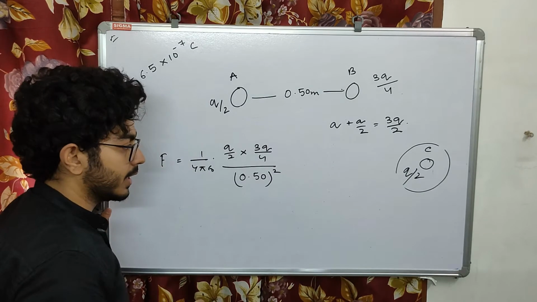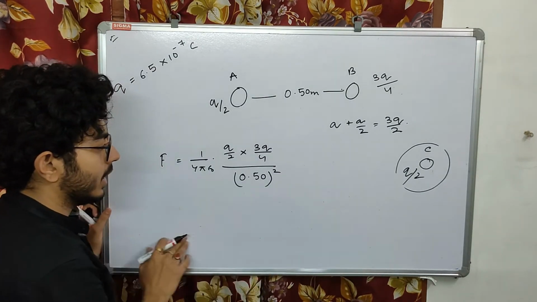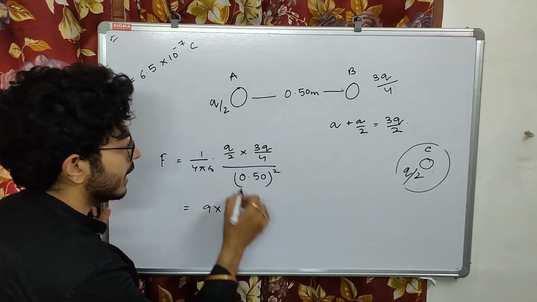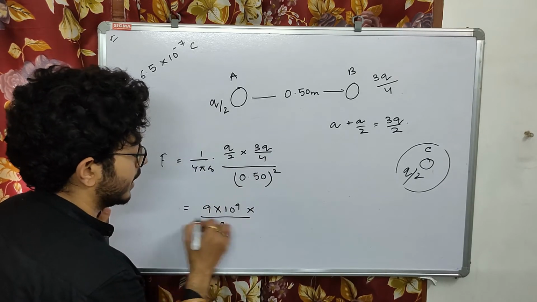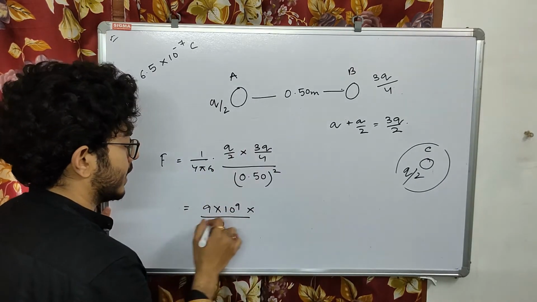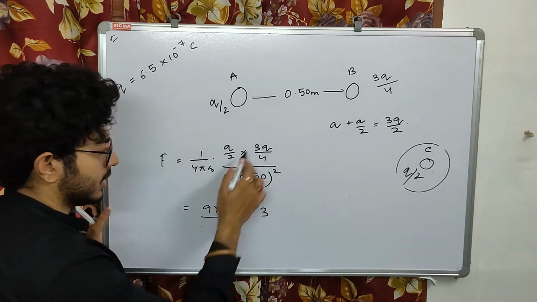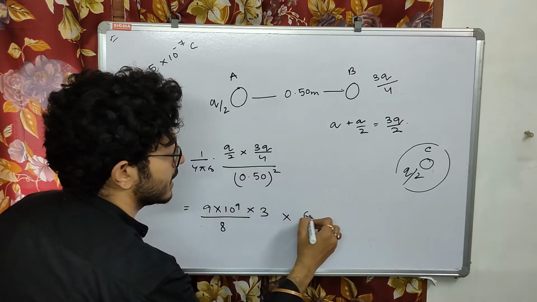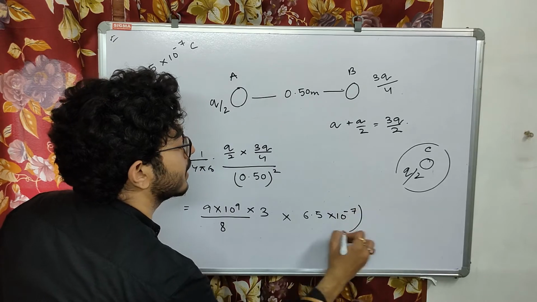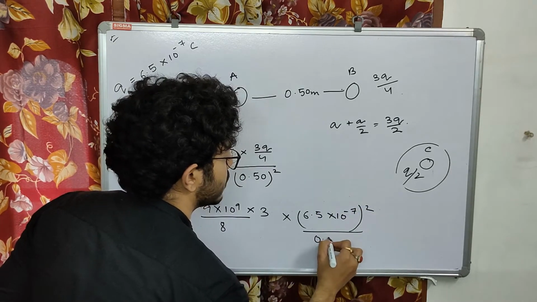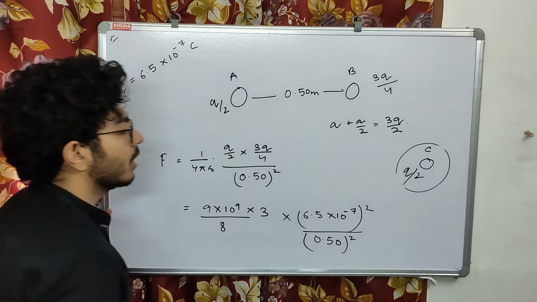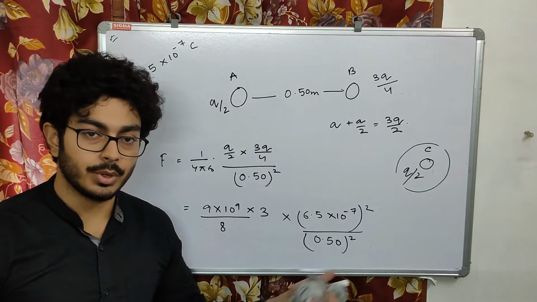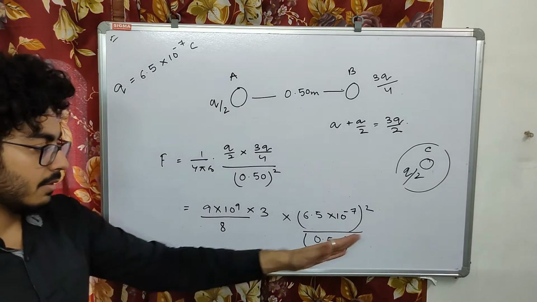This part is clear. Now you have to calculate. If you calculate, what are you going to get? 1 by 4 pi epsilon is 9 into 10 to the power 9, into 4 into 2, this 8 will come here, and this 3, and Q is 6.5 into 10 to the power minus 7, squared, divided by 0.50 squared. This is what you are getting. Just solve it and you will get the answer.